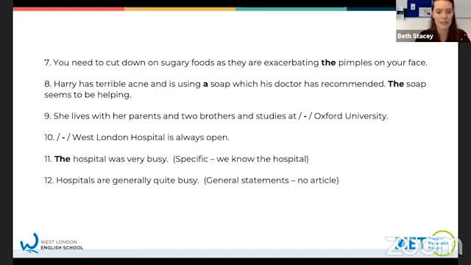But here we've got a general statement. Hospitals are generally quite busy. So that's why there's no article here.